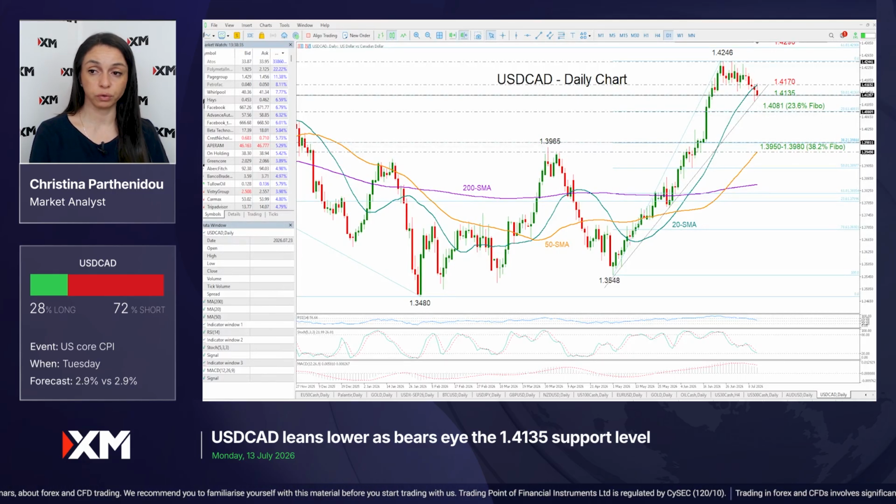Now, on the downside, as we said, the technical bias is skewed to the downside, so failure to hold above 1.4135 could meet the 23.6% Fibonacci retracement level of this up leg near 1.4081. A break below that could trigger a faster decline down to the 38.2% Fibonacci and the 50-day moving average, both seen between 1.3950 and 1.3980.